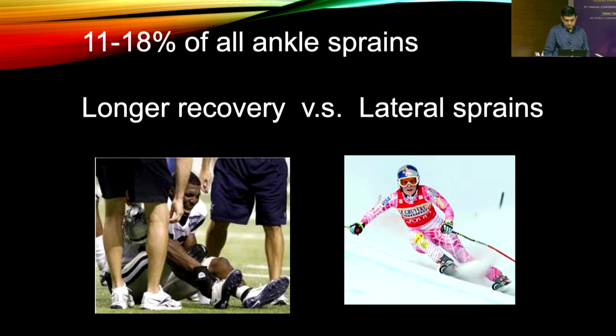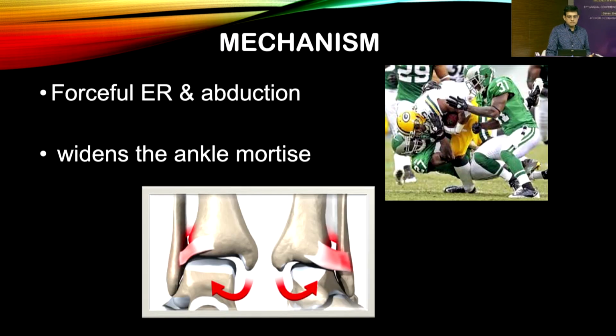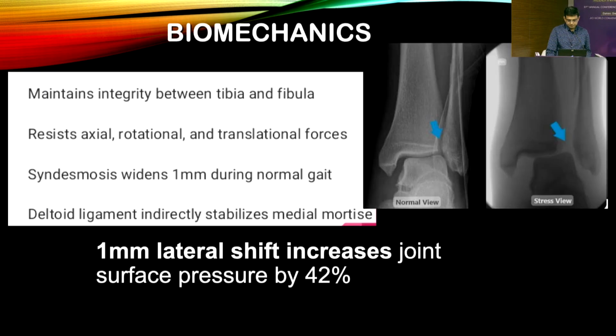So the question comes that all ankle sprains are not simple. About one-fifth of these ankle sprains, which we call high ankle sprains, are syndesmotic injuries, which we often miss in our day-to-day practice. And these sprains take longer recovery time than our normal ankle sprain. So this ligament anatomy I will not go into because it has been previously covered. The mechanism, as has been covered, is a forceful external rotation and abduction. It just widens up the ankle mortise.